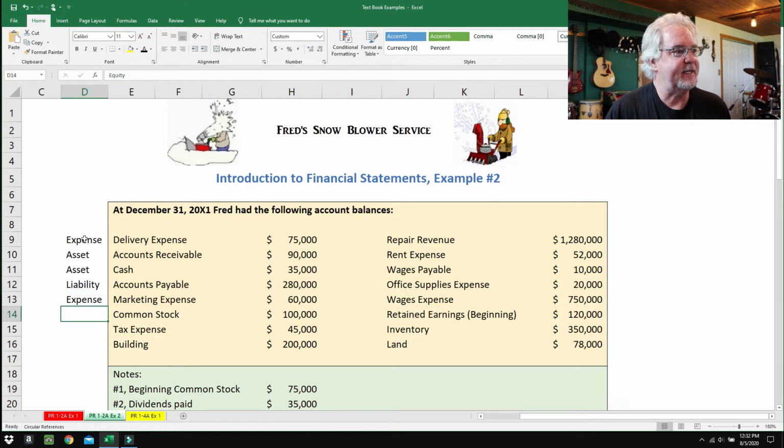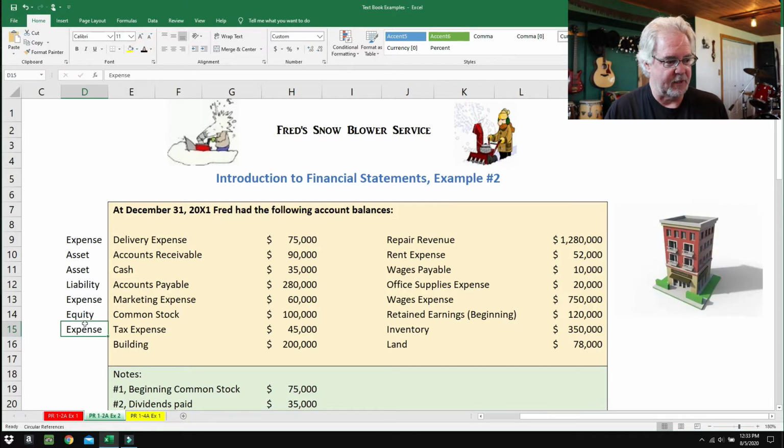Common stock is equity. So what is equity? Well, the accounting equation is assets equals liabilities plus equity. So if we just rearrange the equation a little bit, we have assets minus liabilities equals equity. So it's whatever's left over. And it represents the owner's interest in the business. So apparently, Fred has $100,000 of common stock. Tax expense, another cost of doing business. Building, nice thing to have. So we'll call that an asset.